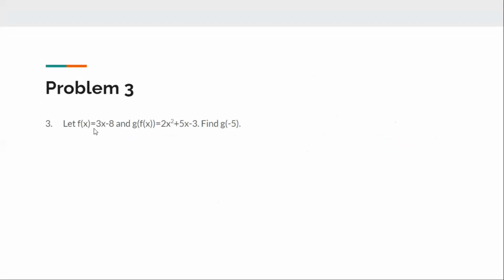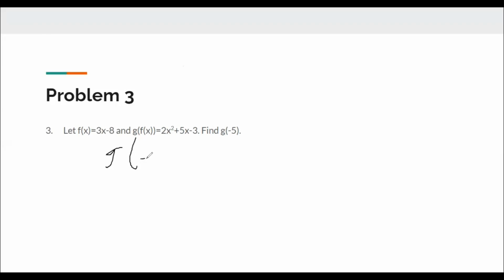Okay. Let f of x be equal to 3x minus 8 and g of f of x be equal to 2x squared plus 5x minus 3. Find g of negative 5. All right, so this one you had to think about a little bit more. So you want to get g of negative 5 in the end. And you're given what g of f of x is, the function for that.